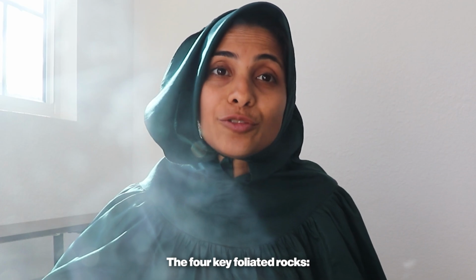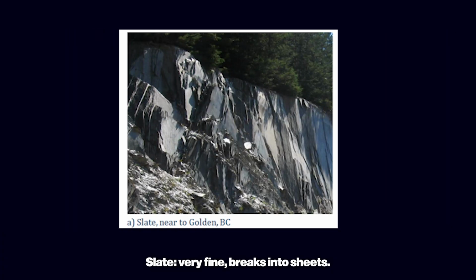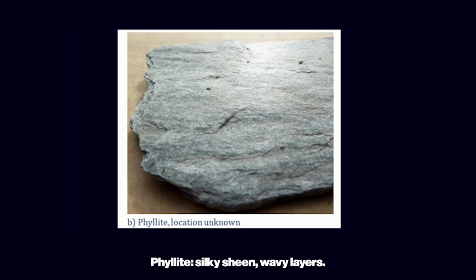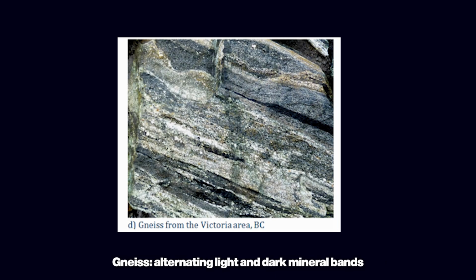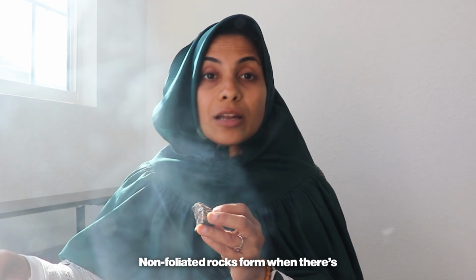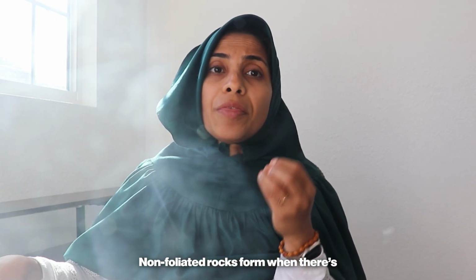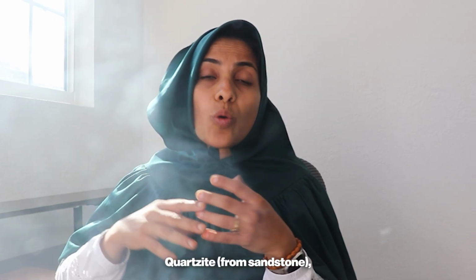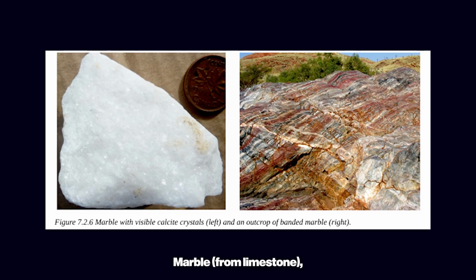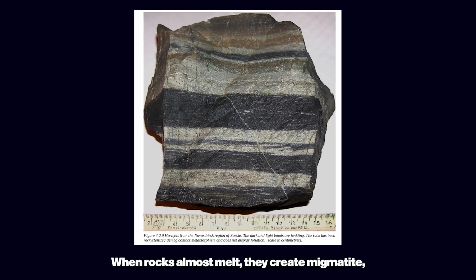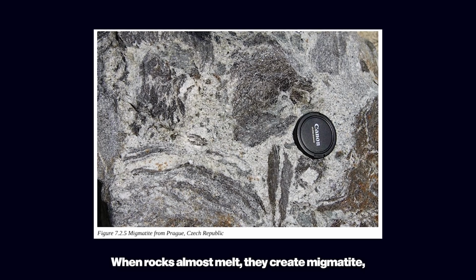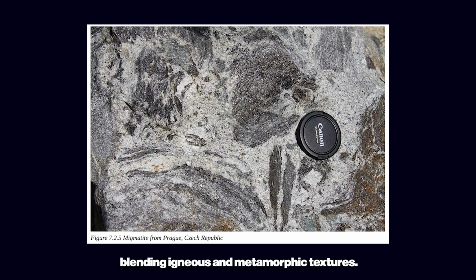The 4 key foliated rocks. Slate, very fine, breaks into sheets. Phyllite, silky sheen, wavy layers. Schist, visible mica and accessory minerals like garnet. And gneiss, alternating light and dark mineral bands. Now, non-foliated rocks form when there's little directed pressure, such as quartzite from sandstone, marble from limestone, hornfels via contact metamorphism. When rocks almost melt, they create migmatite, blending igneous and metamorphic textures.